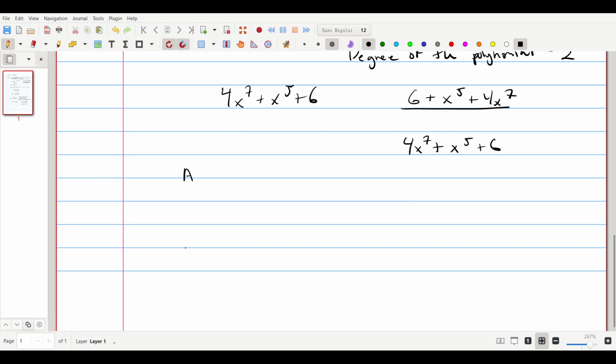Okay, so how do we add and subtract polynomials? Well, you've kind of been doing this for a while, and it's basically just combining like terms. So let's say you have this polynomial, and they tell you to add this polynomial.